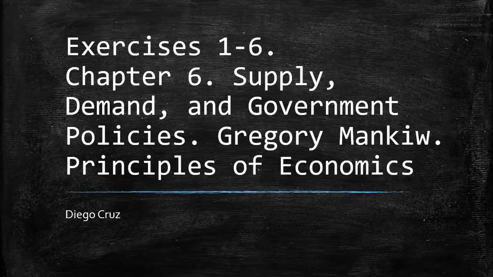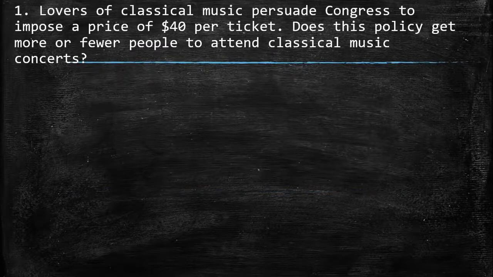Hi everyone, in this video we are going to develop the exercises from 1 to 6 of chapter 6, Supply, Demand and Government Policies. This is a book by Gregory Mankiw, Principles of Economics. The first question says, lovers of classical music persuade Congress to impose a price ceiling of $40 per ticket. Does this policy get more or fewer people to attend classical music concerts?